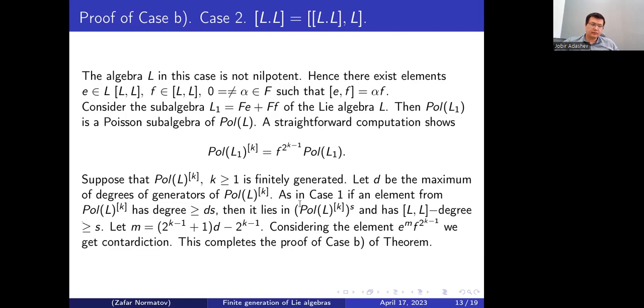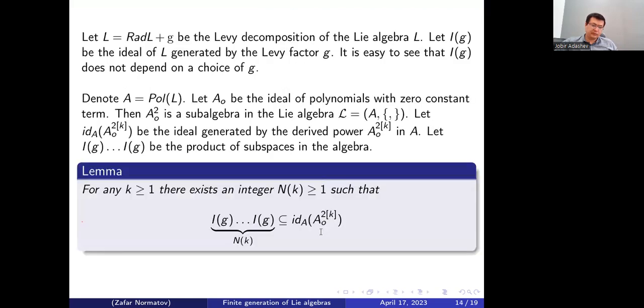So again, they are finding the elements, taking the following elements, and just calculating the degrees and getting a contradiction. And for part C, which they used before proving case C, they proved many lemmas and propositions.